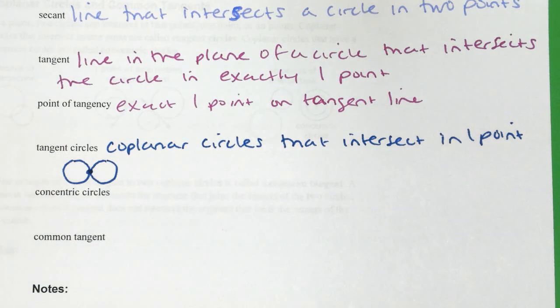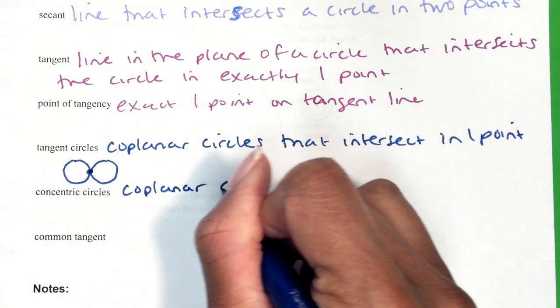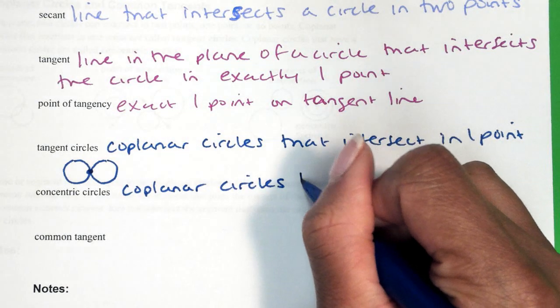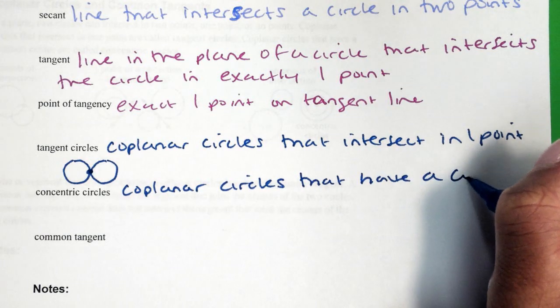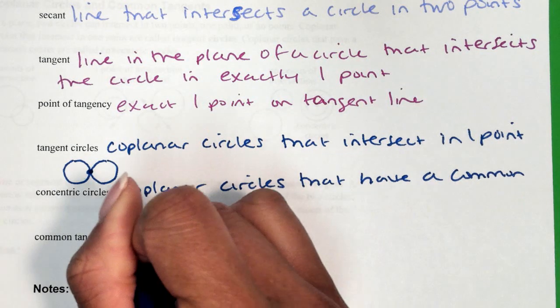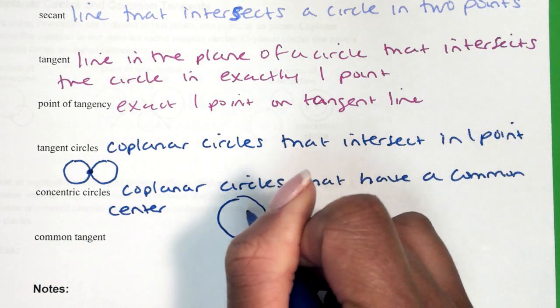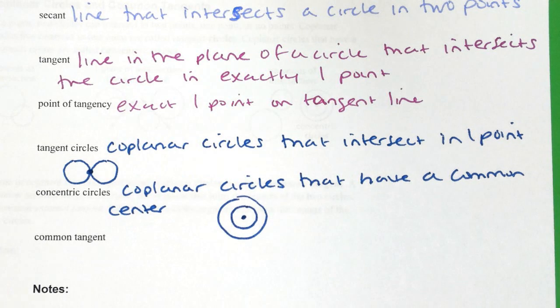Okay, so concentric circles are also coplanar circles that have a common center. So think of two circles that are coplanar, but they share a center, like a bullseye. That's what I think of for concentric circles.